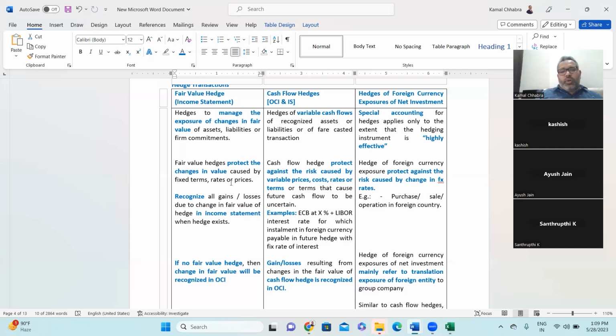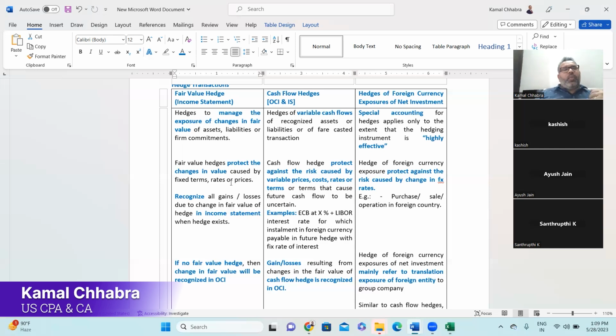That means if there is gold and you are expecting that in future the price will change and you are hedging it, whatever the income or loss, gain or expenses, gain or losses resulting from that fair value hedge will always go to the income statement. But when it comes to a cash flow hedge, we'll be discussing what items will go to other comprehensive income and what items will go to the income statement, and how other comprehensive income will be released to the income statement later on. As of now, we have completed fair value hedge.